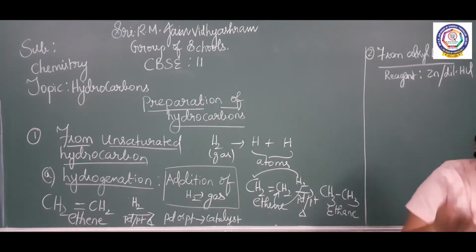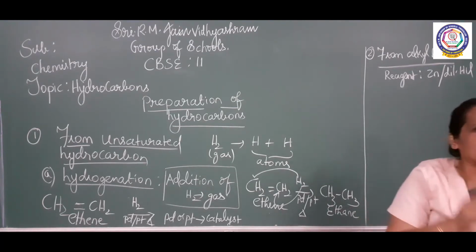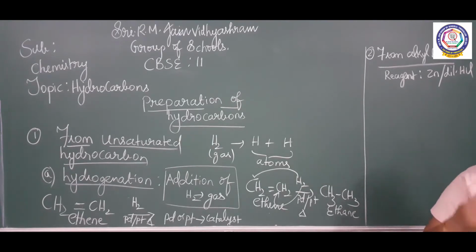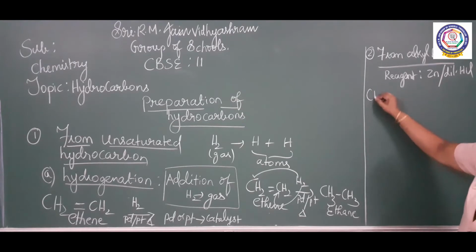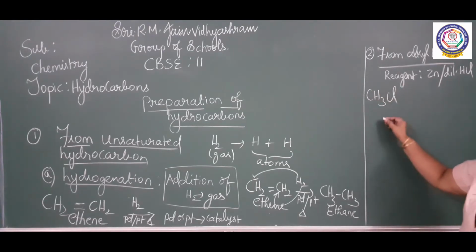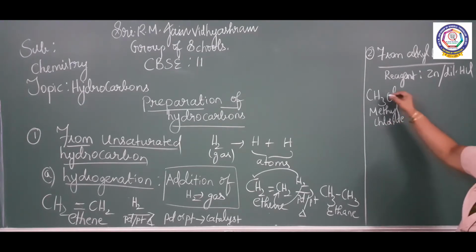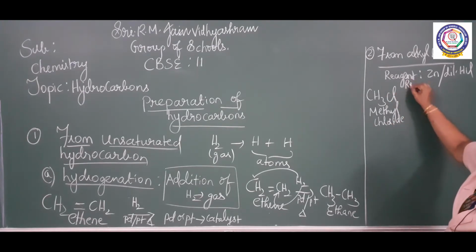It can be an iodoalkane, a chloroalkane or a bromoalkane, whatever it is. So except fluorides, we are going to take other alkyl halides. For example, I am going to take chloromethane, or we can call it methyl chloride. What is the reaction actually? We can name the reaction as reduction.